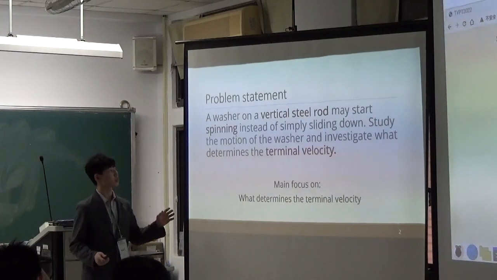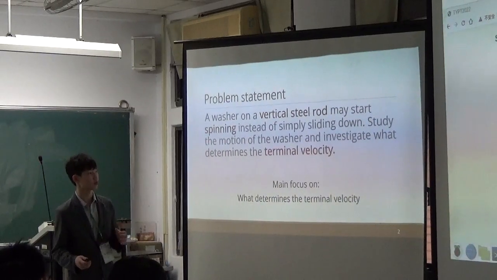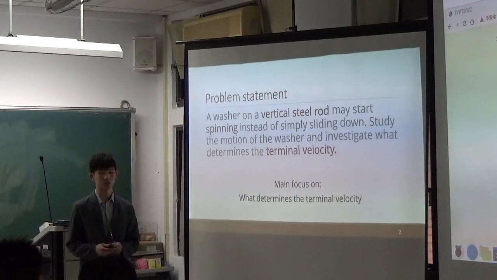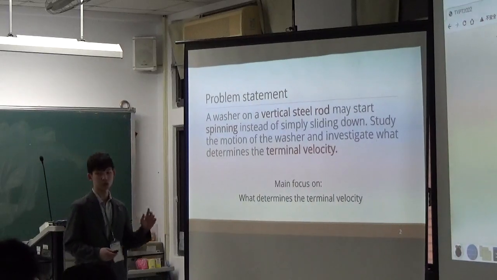So this is our problem statement. A washer on a vertical steel rod may start spinning instead of simply sliding down. And the main focus is what determines the terminal velocity, because when it's spinning down, it will reach its terminal velocity.